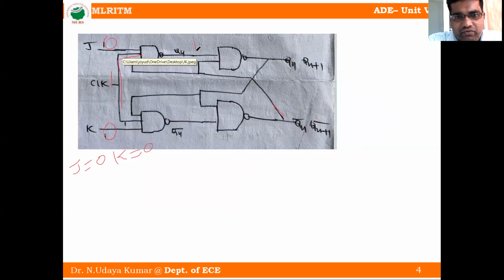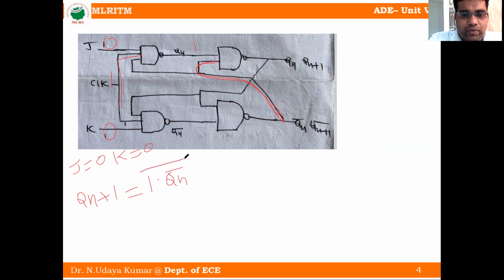That one is one input, and the other input is Qn bar. So we write the next state Qn plus 1 is equal to 1 into, what is the feedback output here? This one is the feedback output, so this is Qn bar whole bar.